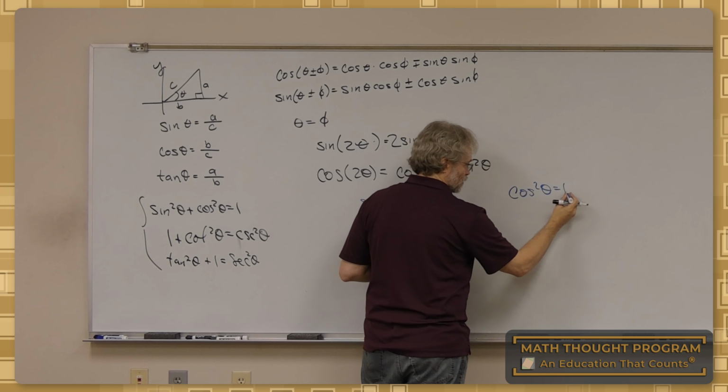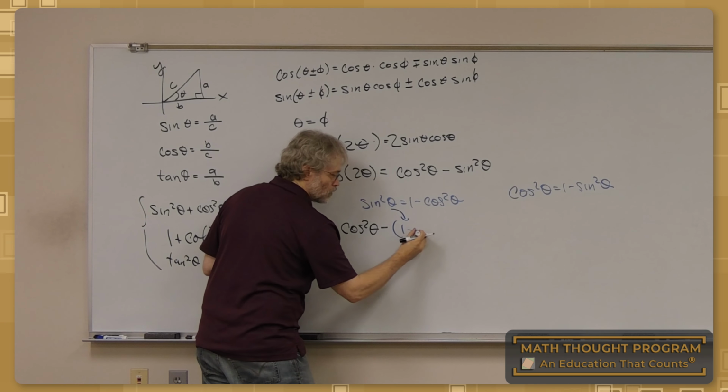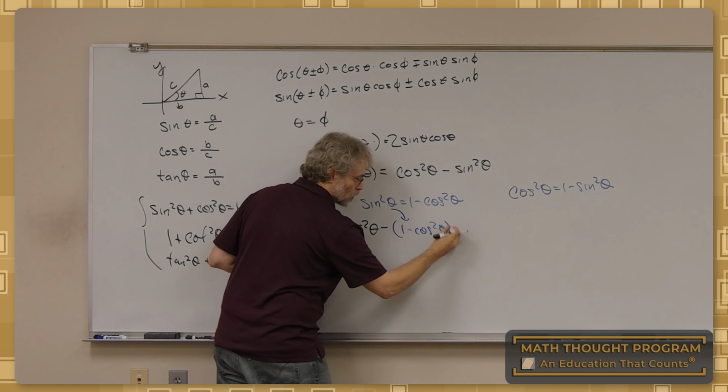And what I have when I do things like this is it gives me a way to convert from sine squareds into cosine squareds. So that everywhere that I see a sine squared up here, I could take it and I could replace it with 1 minus cosine squared.